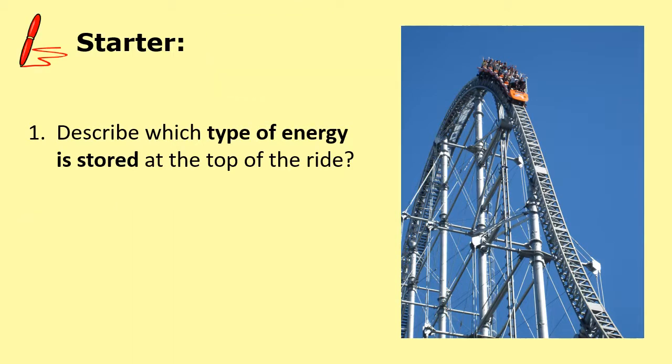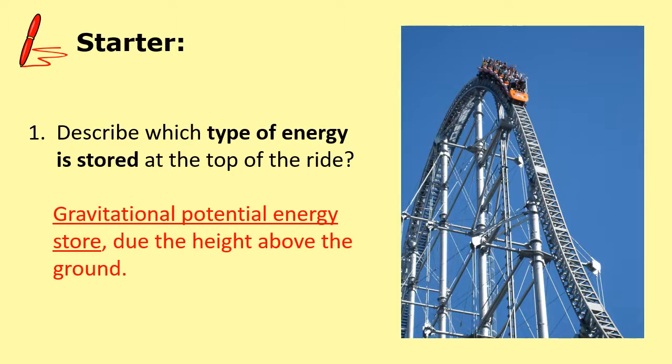So let's see how you did. Grab a different coloured pen and mark your starter. So the first question, the type of energy which is stored at the top of the ride is gravitational potential energy, and this is due to the height of the car above the ground.